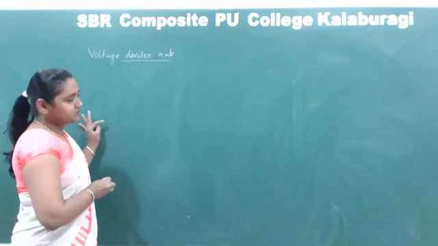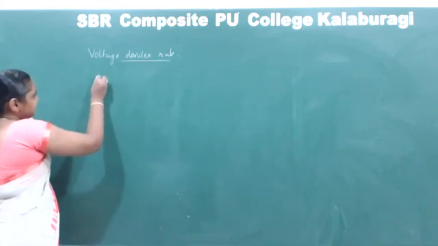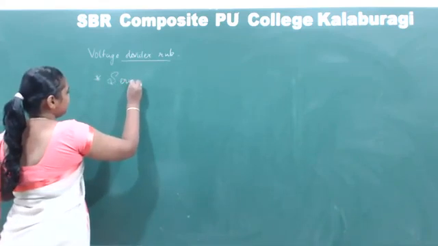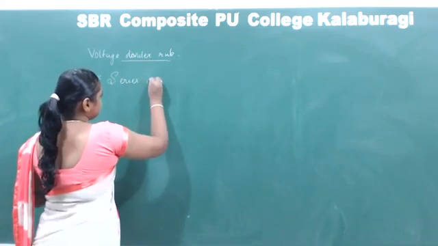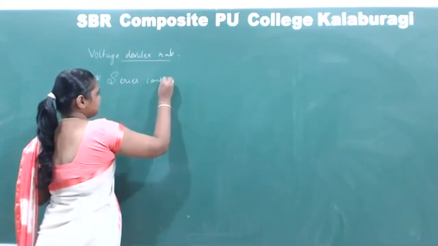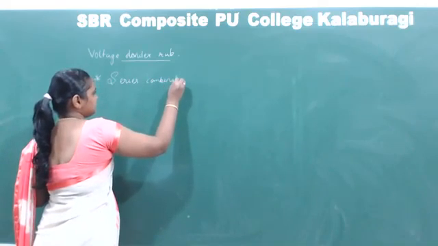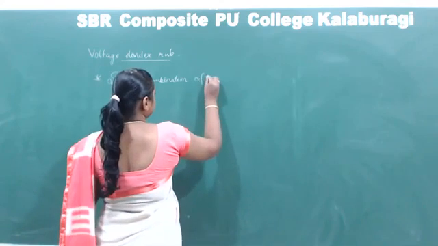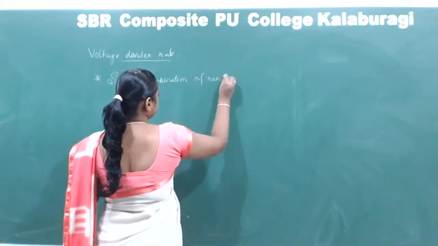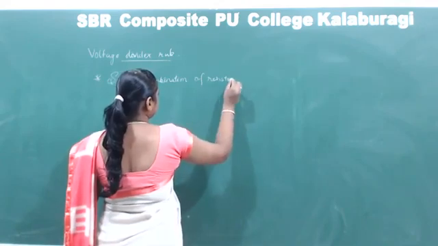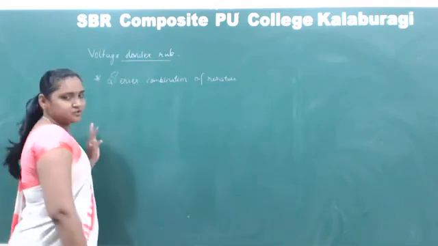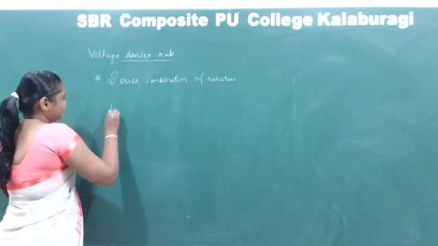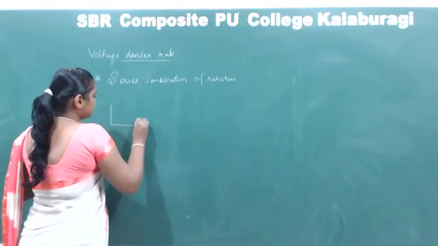Voltage divider rule. First of all, it is applicable to a series combination of resistors. Okay. So let's see it through a circuit.